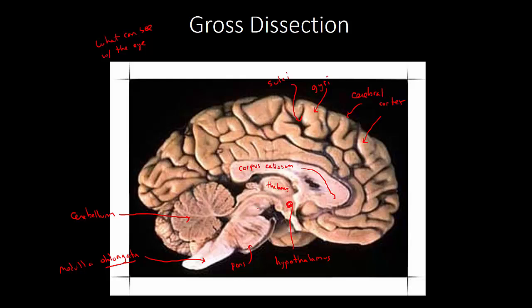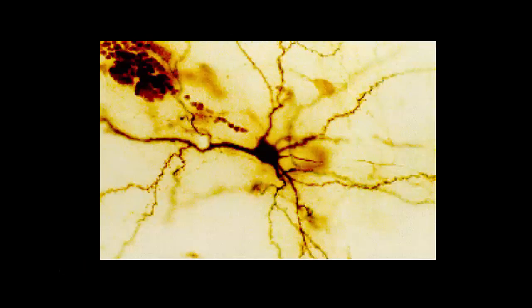Okay, we can see some things, but can you tell me what this part of the brain does? No. Can you tell me what this part of the brain does? No. These tell me nothing about function. They just tell me about structure. So it's fairly limited in how useful gross dissection is. At the microscopic level, though, we can learn a lot more.